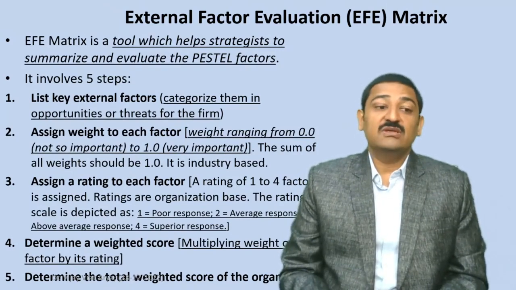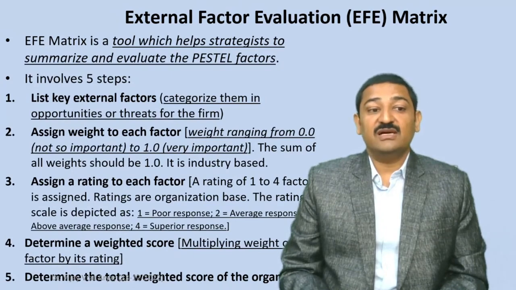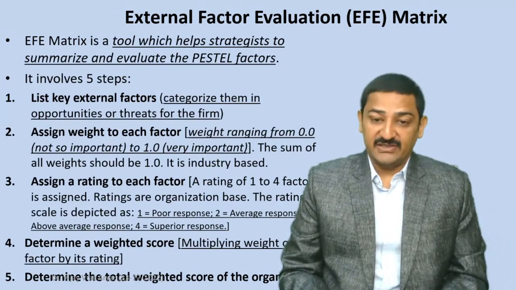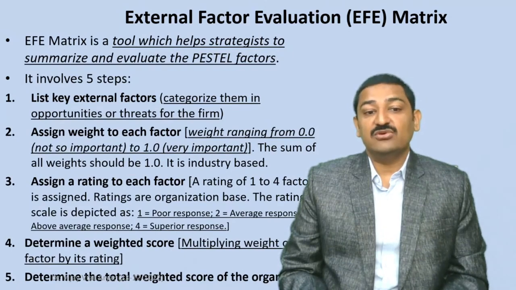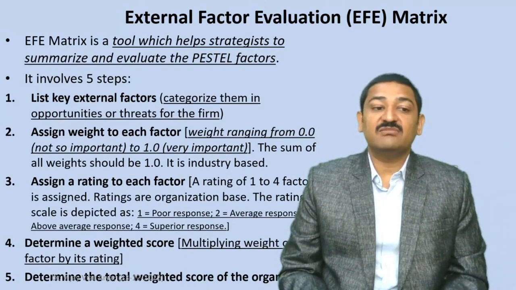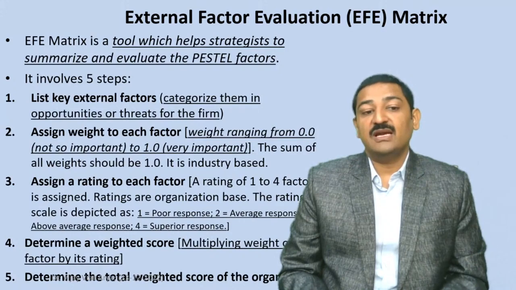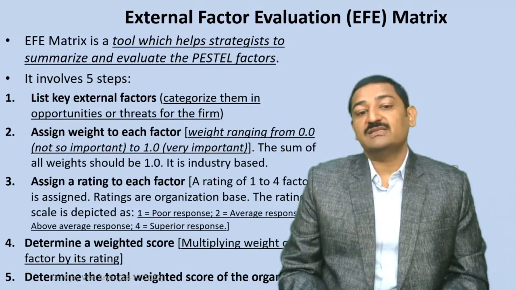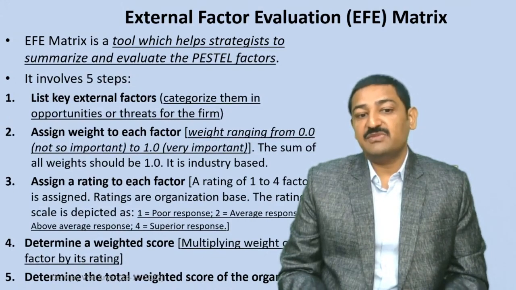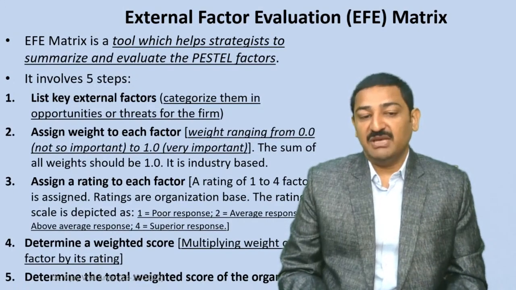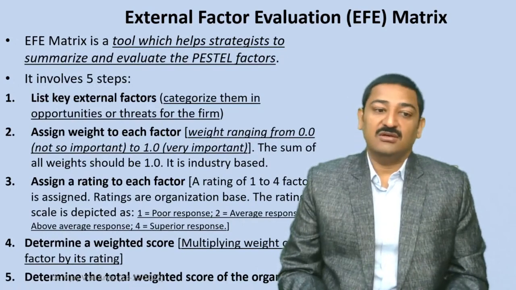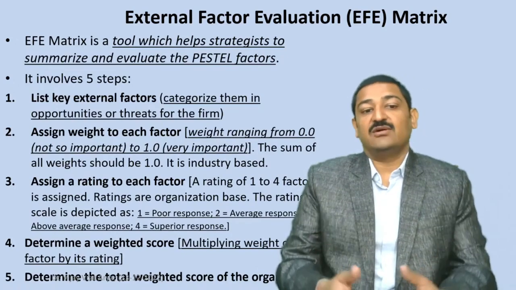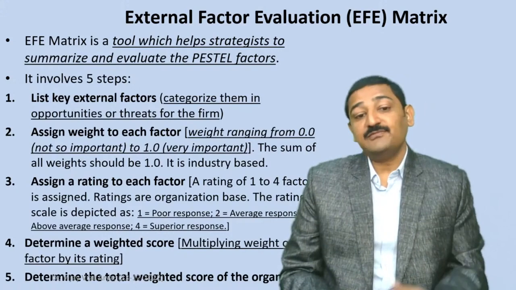In step 2, the strategist will assign a weight to each factor in a range of 0 to 1, where 0 is not so important and 1 or towards 1 is a very important factor. Subsequently, the sum of all weights should be 1. It is industry based, so we will assign a maximum of 1 as the total weight of those opportunities and threats.